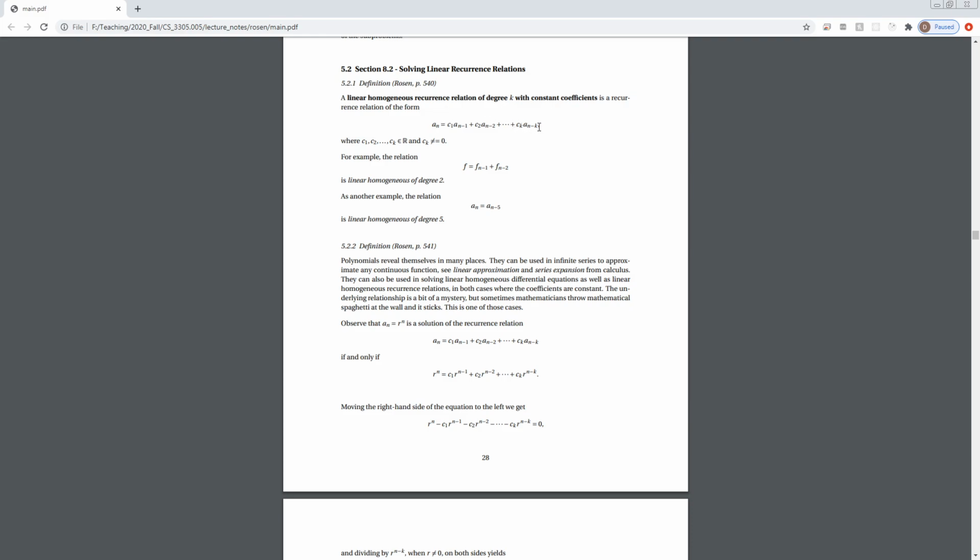Degree k is just how far back we're reaching in the series in order to compute the next term. So a sub n minus k is as far back as we reach. And then the constant coefficients. So the coefficients aren't varying with each iteration.